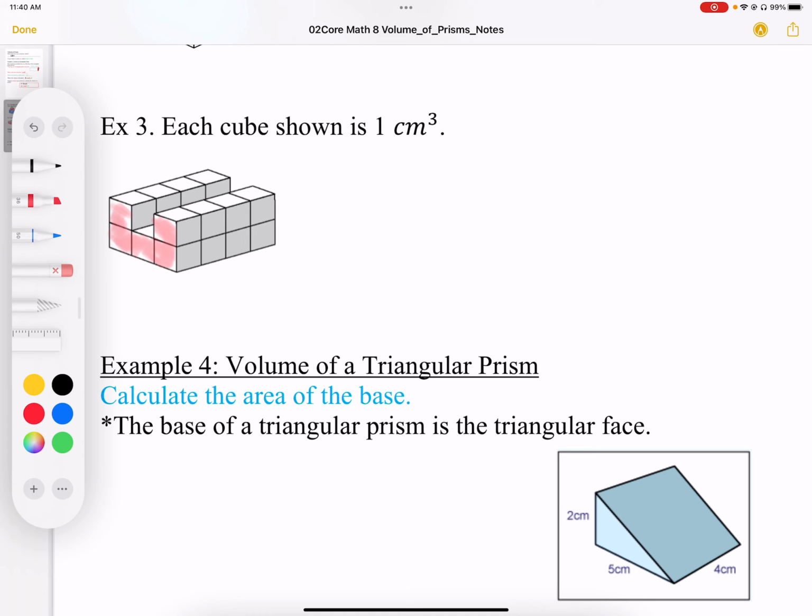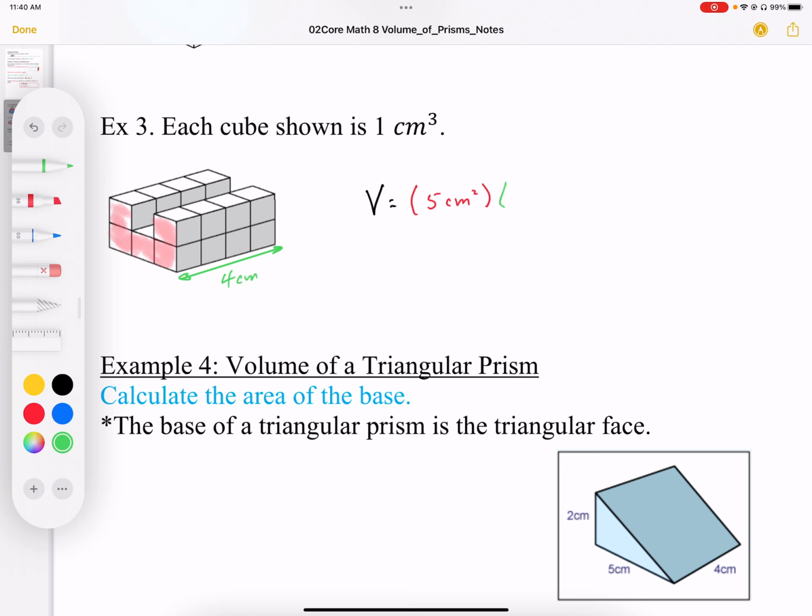So the volume is going to be equal to the area of that face, which, if I just count the squares, is going to be 5 centimeters squared. And then I'm going to give that some thickness. That thickness here is going to be 4 centimeters thick.